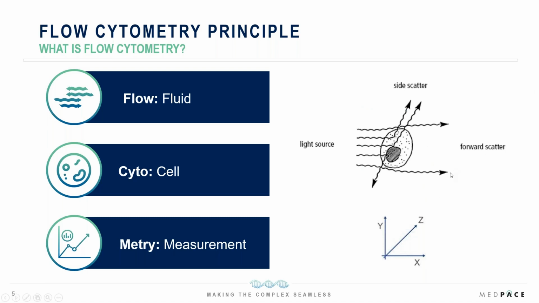If we look at the transmitted light, the forward scatter is a representation of the size of the cell. The larger the distance in the forward side, the larger the cell. The reflected side scatter is a reflection of the complexity of the cell, so denser, more complex cells will reflect more light to the side. These two properties are correlated to each other. So using forward light scatter and side light scatter, you can profile cells based on their size and complexity.